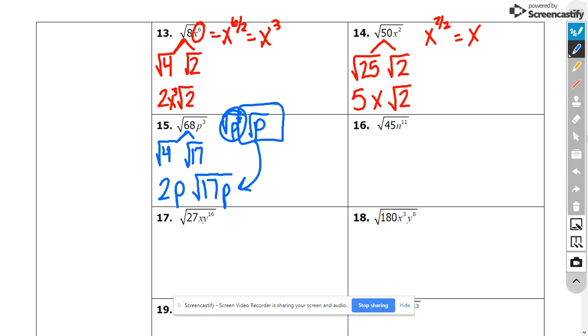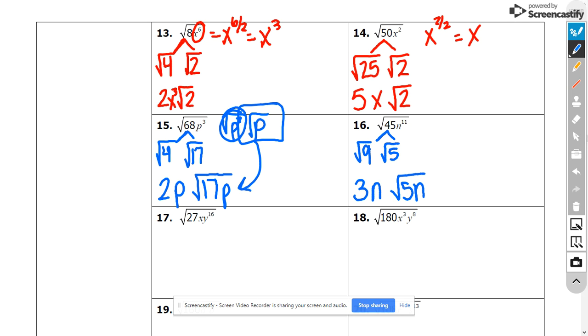All right. 16. The square root of 45 is the same as the square root of 9 and the square root of 5. What times what is 9? 3. Radical 5 goes on the inside. Now I have n to the 11. So I know 11 divided by 2 is 5.5. If I divide it by 2, I get 5.5. So I know that 5 are going to go on the outside and a half goes on the inside.